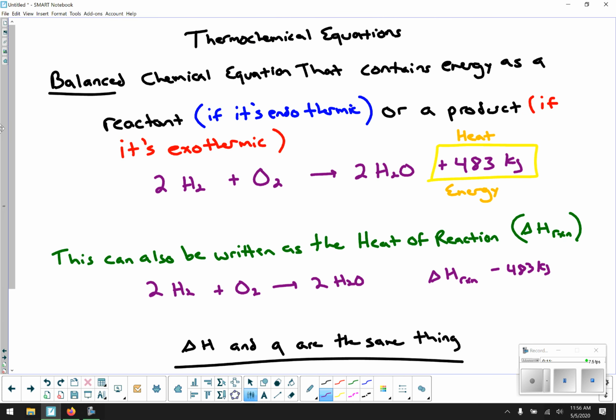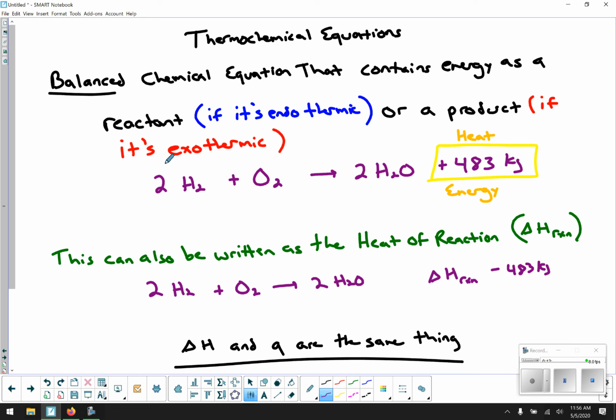Okay, the other thing I wanted to talk about really quickly is thermochemical equations, and these are pretty simple to understand. Basically, it's a chemical equation, and they add in the heat component. So all chemical reactions have heat that goes into or comes out of them, and all they're doing in a thermochemical equation is showing that.